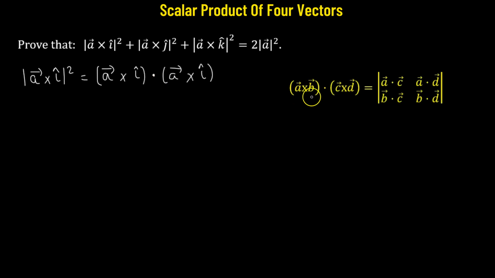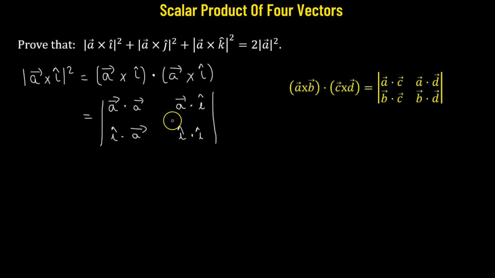Now this is the scalar product of four vectors, and we are going to use the identity. When we have vector A cross B dotted with C cross D, this can be expressed as a 2 by 2 determinant. So this will give us vector A dotted with vector A. Then we have vector A dotted to I cap. We have vector I dotted to A vector and vector I cap dotted with I cap. All we have to do is follow the particular sequence, and this 2 by 2 determinant can be easily written.